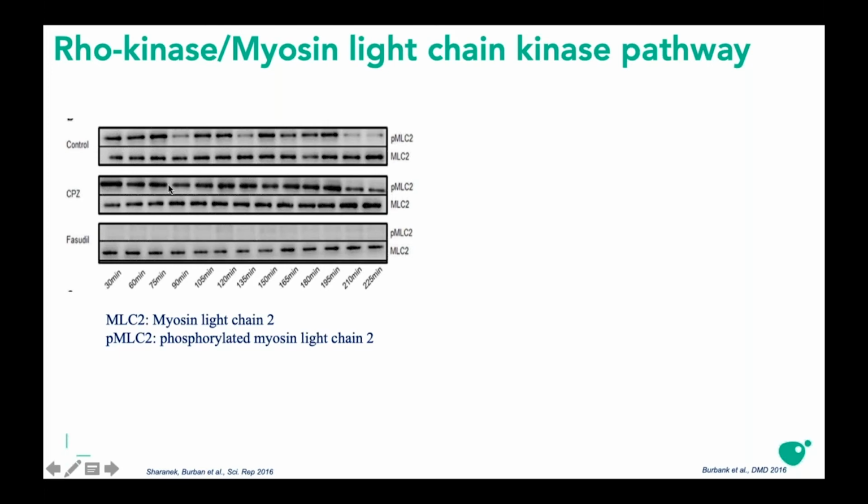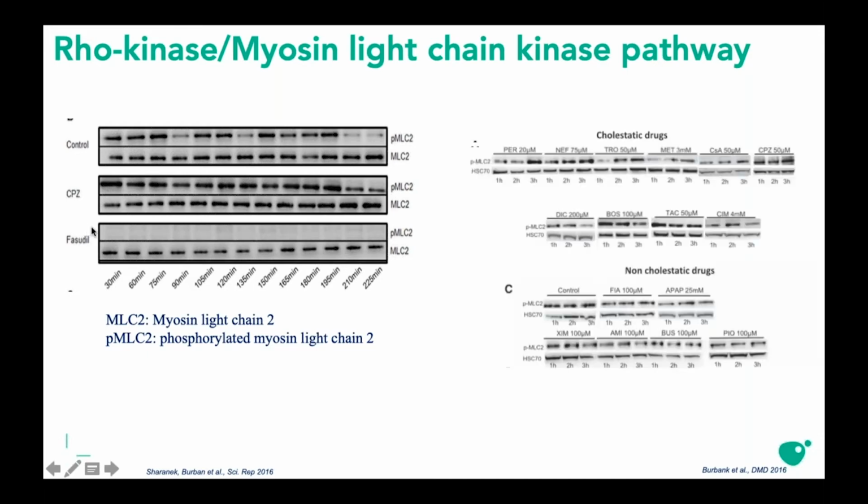Treatment with chlorpromazine induced permanent myosin light chain phosphorylation, which explains the permanent constriction of bile canaliculi in chlorpromazine-exposed cells. By contrast, fasudil permanently inhibited myosin light chain 2 phosphorylation, which explains the strong dilation of bile canaliculi in fasudil-exposed cells. On the basis of this study, the effect of a large set of cholestatic and non-cholestatic drugs on the phosphorylation of myosin light chain 2 was analyzed.